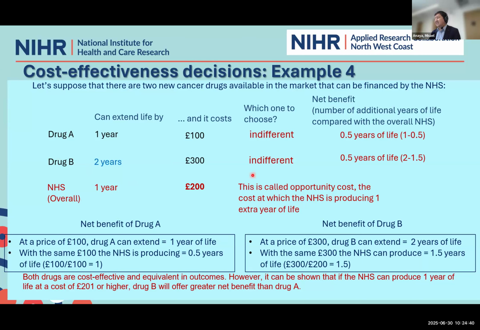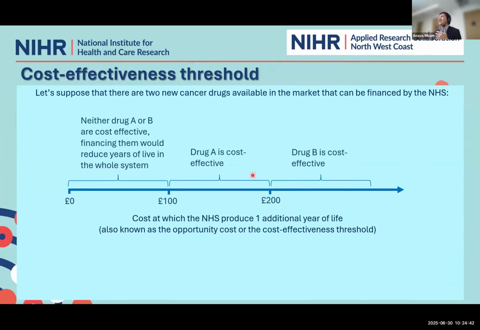So what is the message here? The message is that the drug that we will decide to finance, the rule by which we choose among them, depends on the opportunity cost, depends on the threshold, depends on how much it costs the NHS to produce 1 year of life.